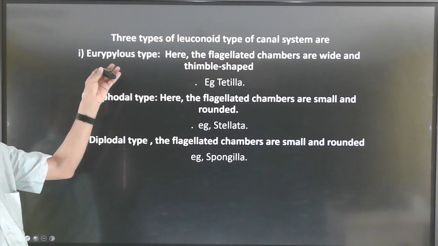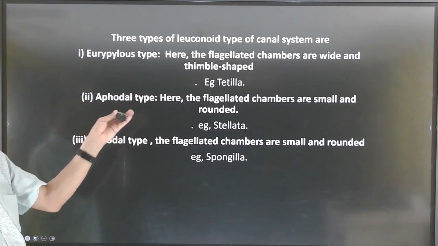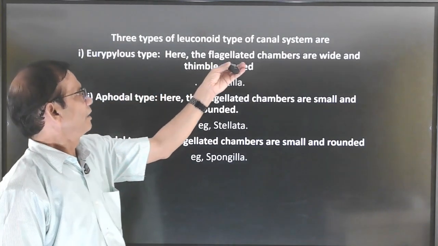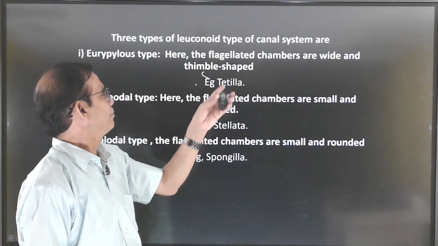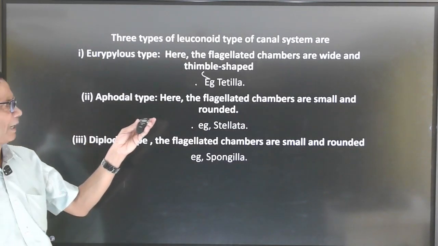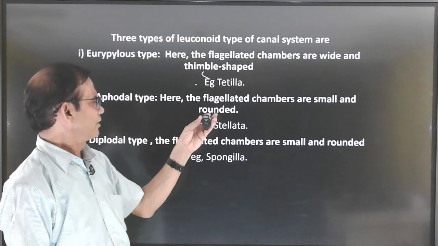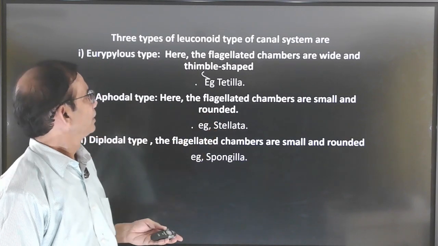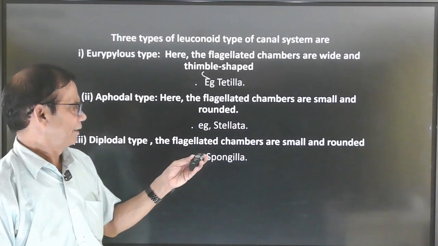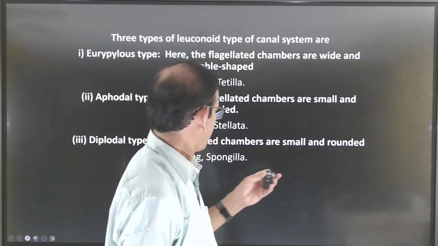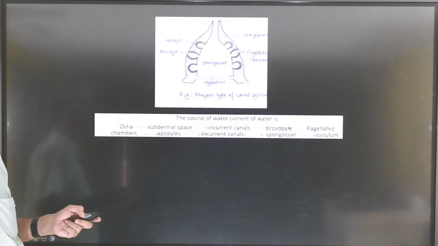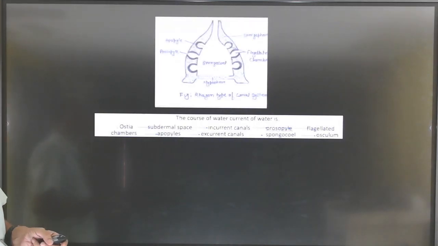There are three types: eurypylous, aphodal, and diplodal. In the eurypylous type, the flagellated chamber is thimble shaped. An example is Tethya. In the aphodal type, the flagellated chamber is small and rounded, as in Stelletta. And in the diplodal type, the flagellated chambers are small and rounded, which is found in Spongilla.